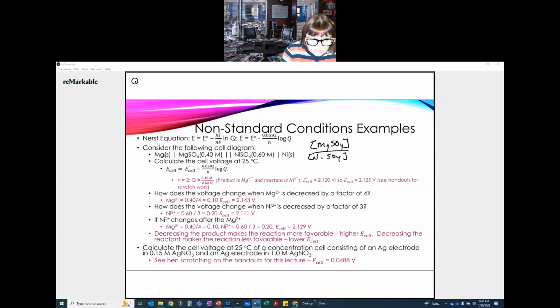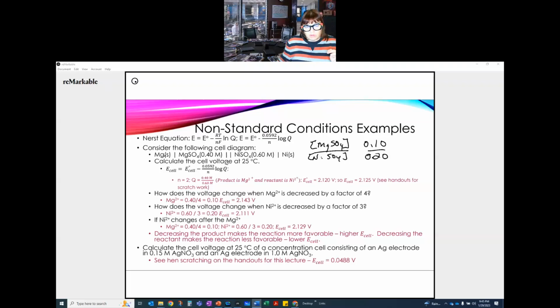And so we're then going to have a situation where we're looking at 0.10 over 0.20, and that will then give us 2.129. So decreasing the product makes the reaction more favorable, so a higher E cell. Decreasing the reactant makes it less favorable. We don't have as much driving force.